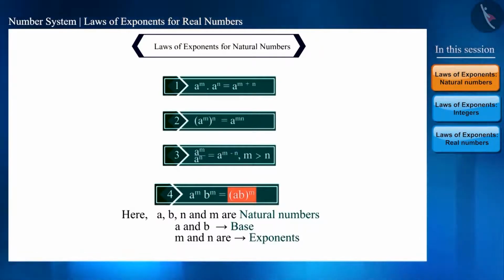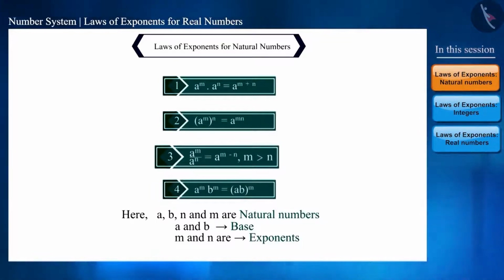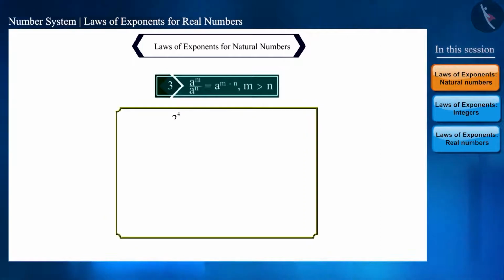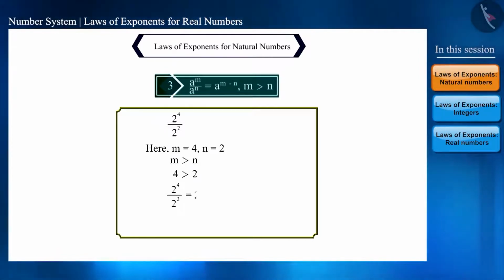Friends, have you noticed the third rule? There is a condition here: m is greater than n. That is, m must be greater than n. Let's look at an example to understand this. 2 raised to the power 4 divided by 2 raised to the power 2, where the value of m is 4 and the value of n is 2, that is, m is greater than n. If we use this rule here, we can change it to 2 raised to the power 4 minus 2. We get 2 raised to the power 2 here, that is a positive number.